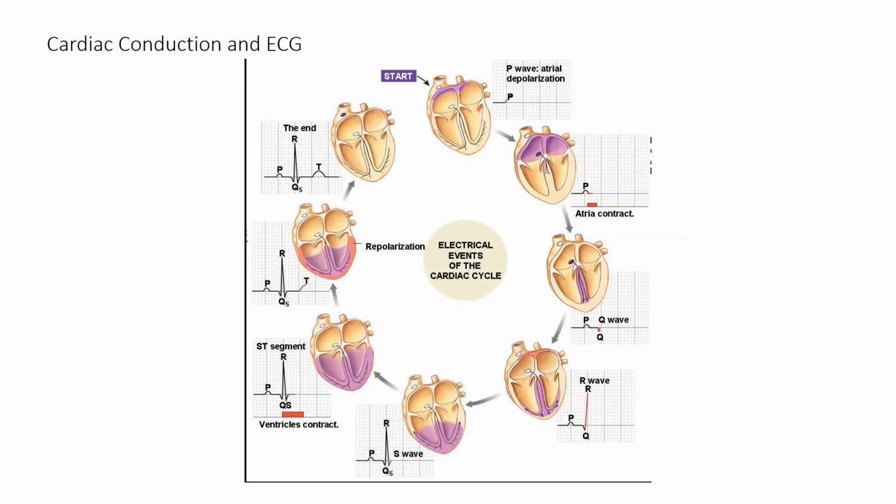So this is demonstrating cardiac conduction on an EKG. To start, you have the P wave. P wave is when the atria depolarizes. It's filling, it's getting ready to contract. And then the atria will contract at the P wave.